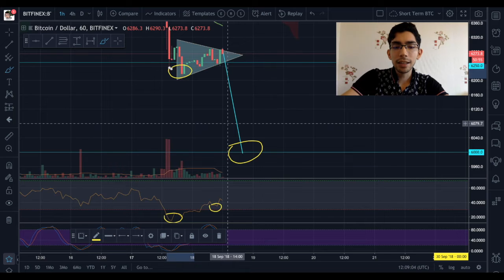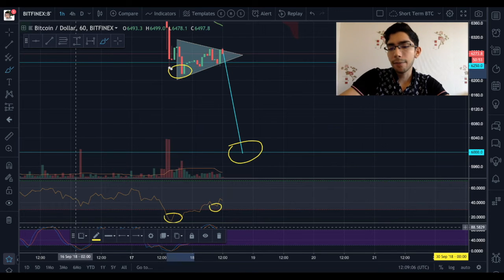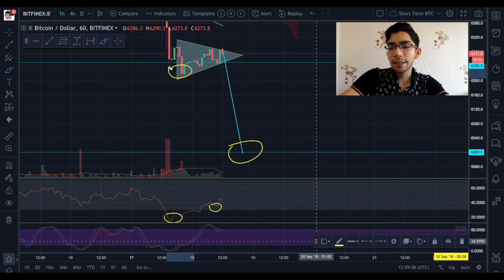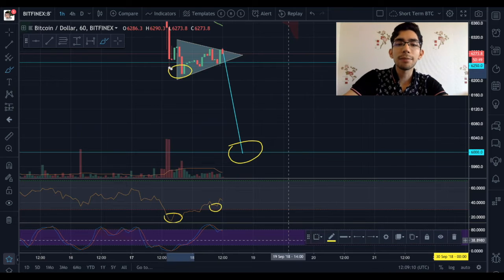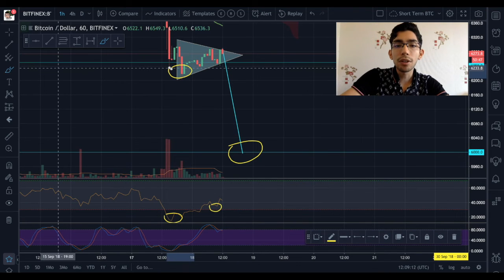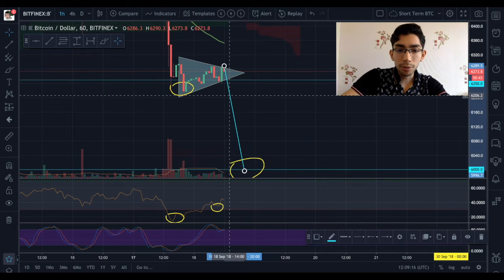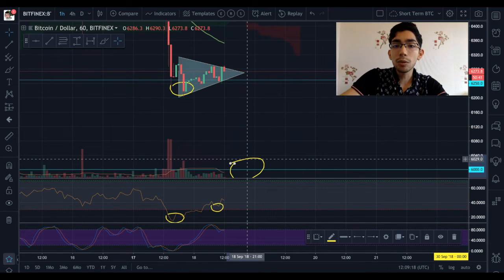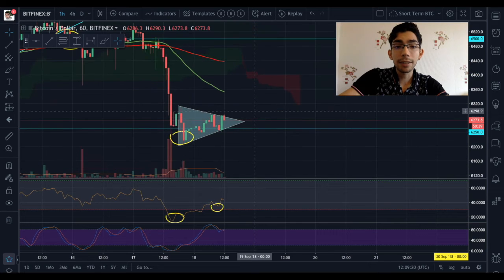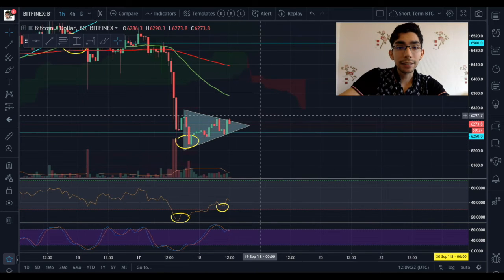So that's something that I'm looking forward to, and of course this is just speculation at this moment in time because we don't know whether this pennant is gonna break down or it's gonna break up. But it's definitely a possibility that I'm looking at, and I already have some pending orders expecting that.